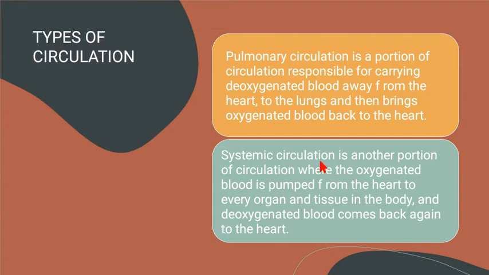Deoxygenated blood goes into the heart so that it gets oxygenated, and after it gets oxygenated, that oxygenated blood is transported back to all parts of the body. So systemic circulation is related to the body and heart, the circulation present between the body and heart, and the circulation in which the lungs and heart are involved is called the pulmonary circulation. So in both cases, the heart is present, but in pulmonary circulation, the lungs are there, and in systemic circulation, the rest of the body is there.